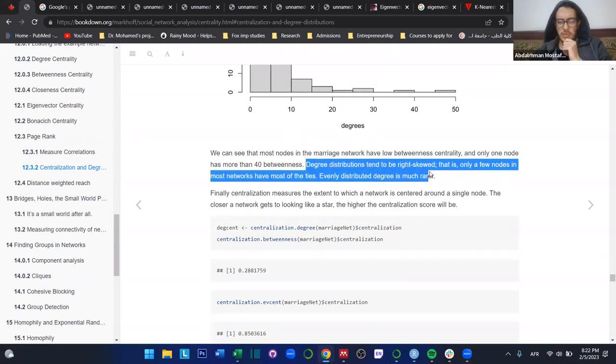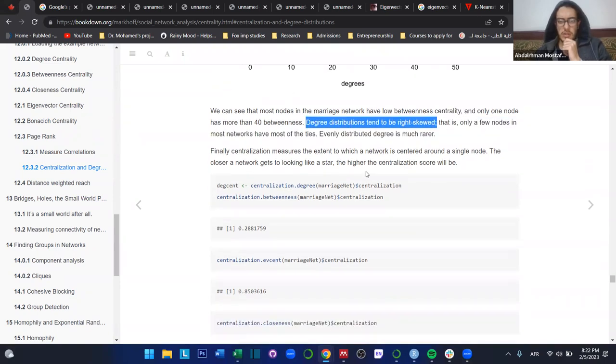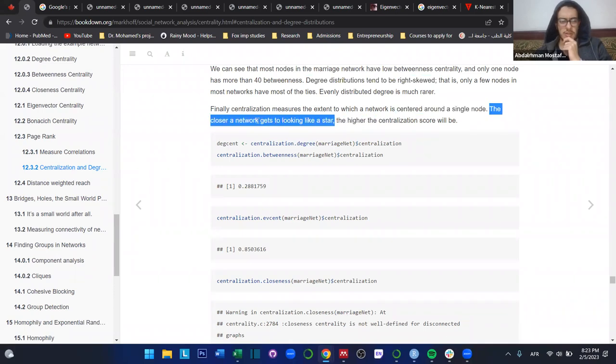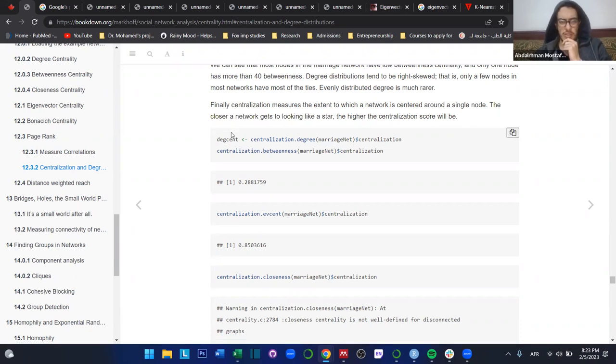So degree distributions tend to be right skewed, and even the distributed degree is much rarer. And then we go over centralization, right? So this is quite a nice explanation, saying that the closer a network gets to looking like a star, the higher the centralization score will be.